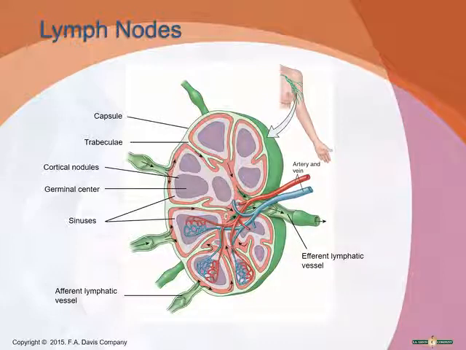Sinuses lined with macrophages are capable of phagocytosis. These sinuses separate the compartments. Lymph slowly flows through these sinuses in the process of being filtered. Several afferent lymph vessels channel fluid into a node, just like the afferent artery channels blood into the glomerulus of the kidney. And then after it's filtered, lymph leaves through a single efferent lymphatic vessel, just like the efferent artery takes the blood away from the kidney.